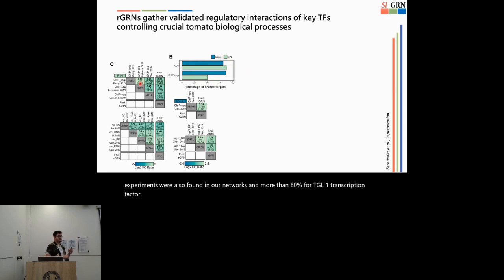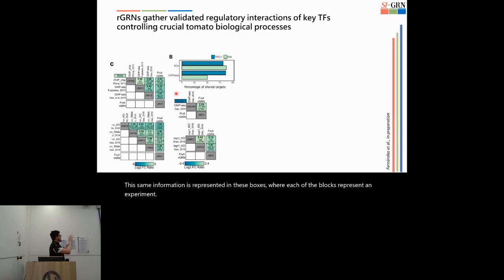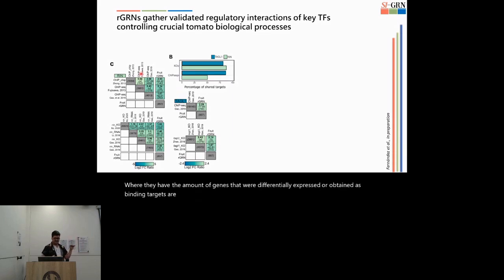This same information is represented in these boxes, where each of the blocks represents an experiment, showing the number of genes that were differentially expressed or obtained as binding targets or regulatory targets of these TFs. And on the last line, we can see my fruit regulatory networks' targets for these TFs, and we can find that the majority of each were significantly enriched.